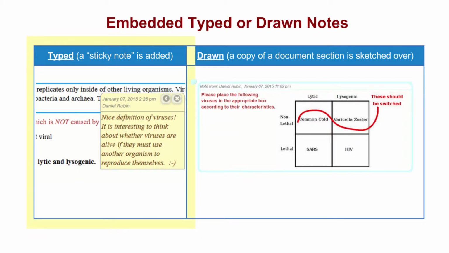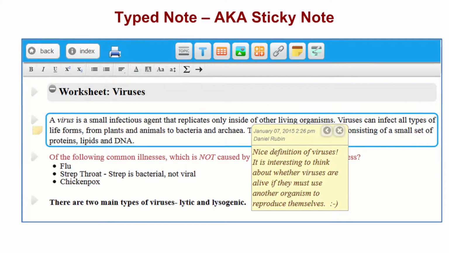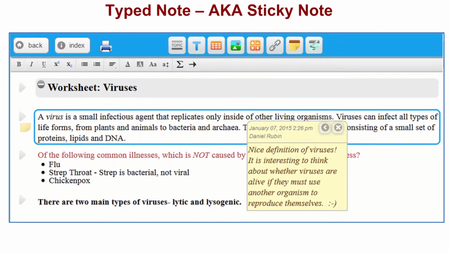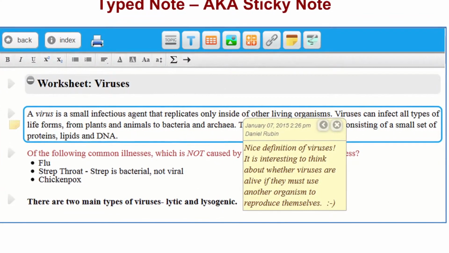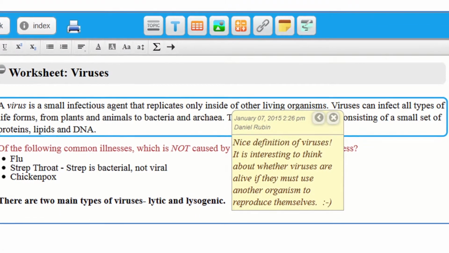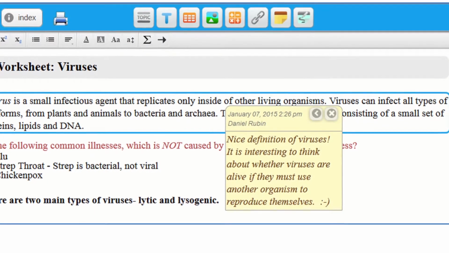Let's first look at typed comments, also known as sticky notes. With a document section selected, a commenter simply clicks on the Typed Note button, second from the end on the toolbar, to place an empty note on the selection. The note will automatically provide the commenter's name and the date and time of the comment.